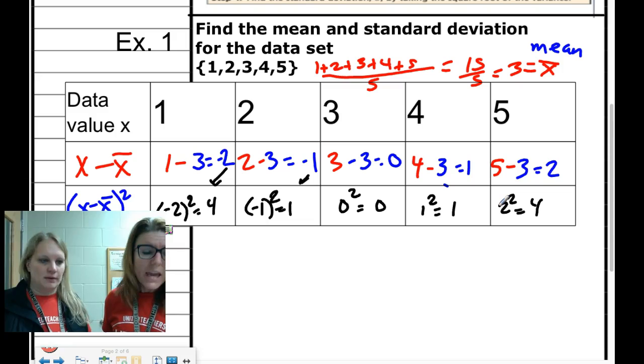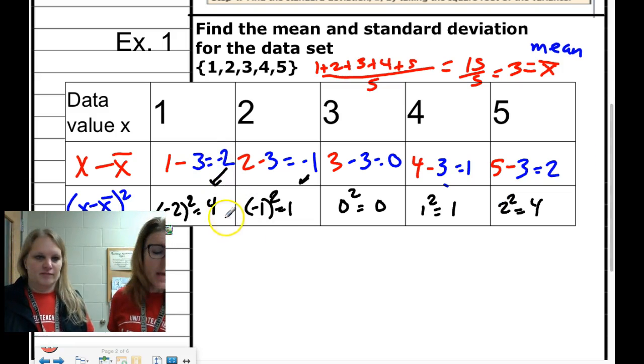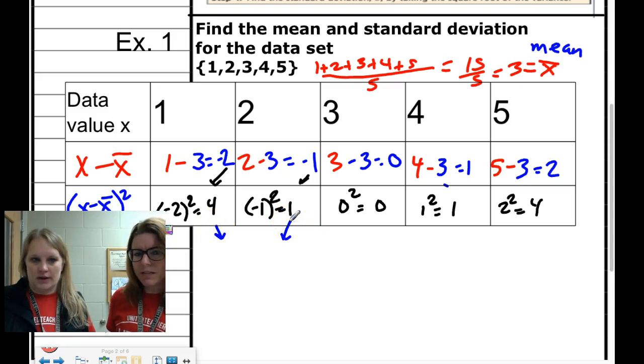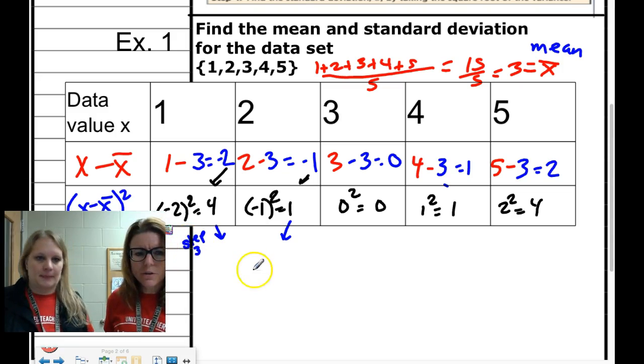So we have already done step 1, and we have already done step 2. This is step 3 now. Let's write step 3 right down here, so it's not blocking anything. Right here, step 3.